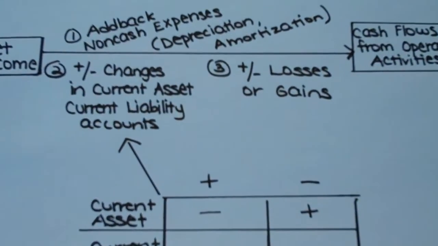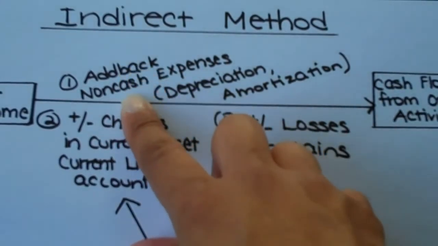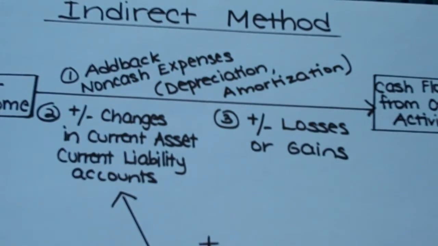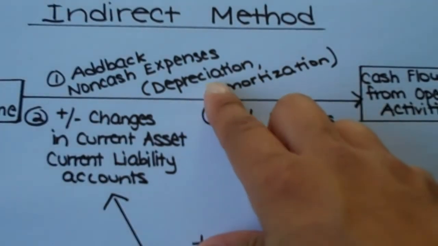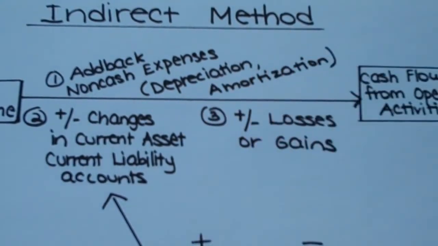The 3 adjustments are, first, you're going to add back non-cash expenses. Those are any expenditures that show up on the company's income statement that were not in fact paid in cash. So some common examples are going to be depreciation expense and amortization. Again, those are accrual-based expenses not paid in cash.